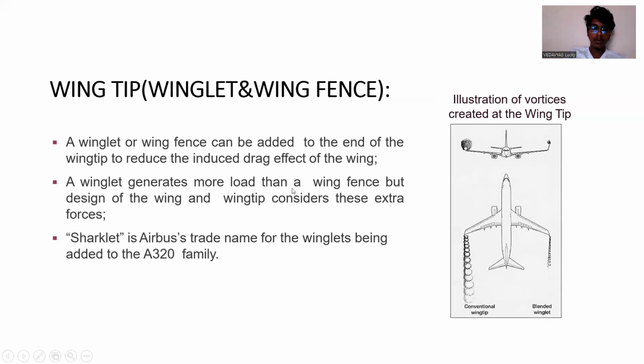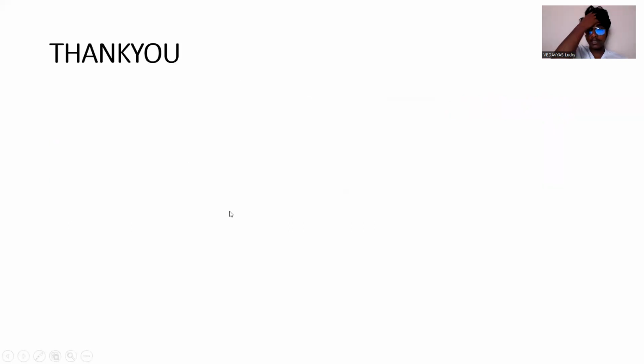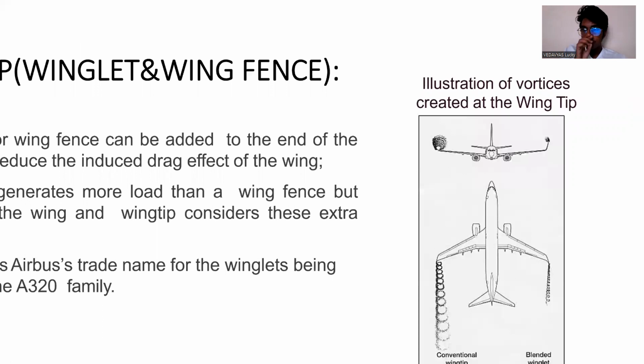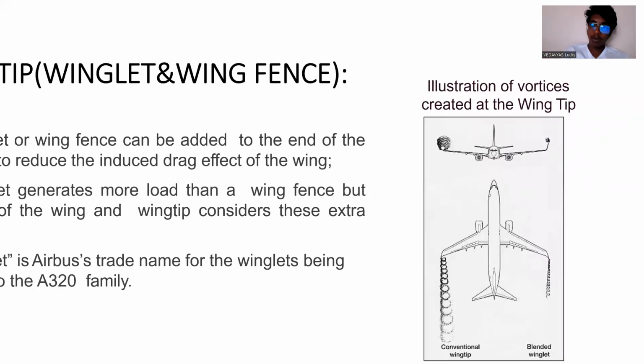A winglet generates more load than a wing fence, but the design of the wing and wingtip considers these extra forces. Sharklet is the Airbus trade name for the winglets being added to the A320 family. As we can see, these are the vortices formed at a wingtip.